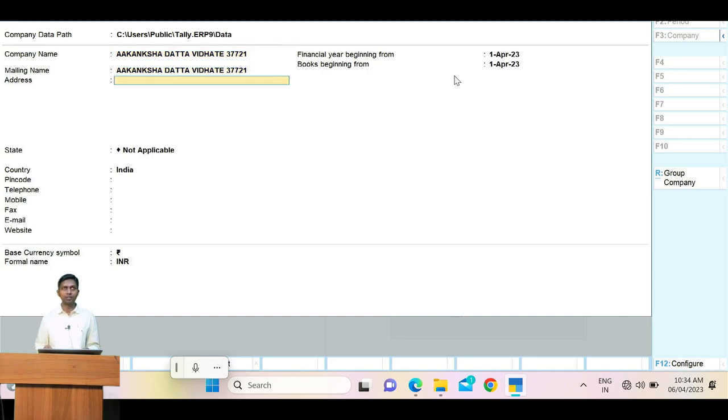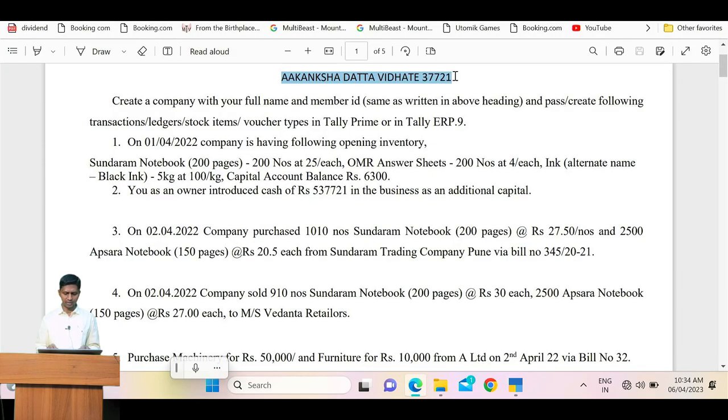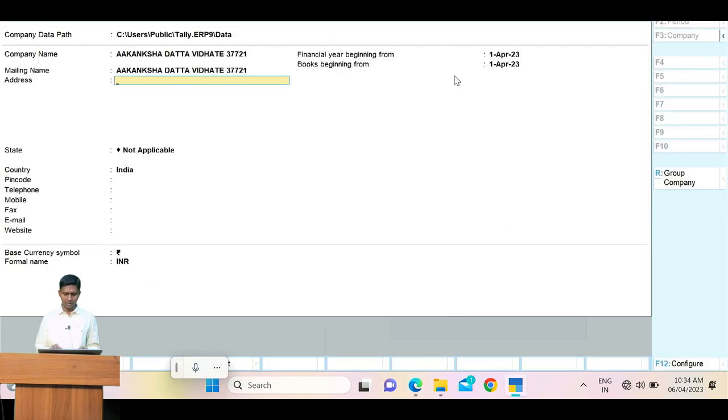And then after this, mailing name, no need. Address, just type your address. You will not get that in the question. You know your address, correct? But no need to write the full address, just write Pune, correct?